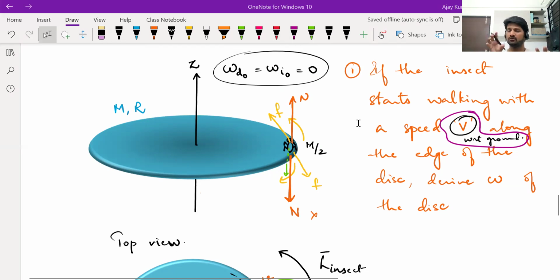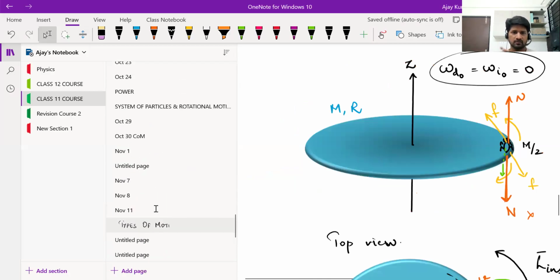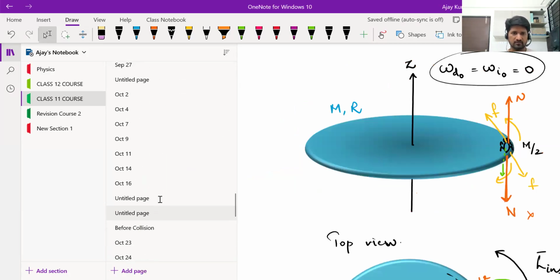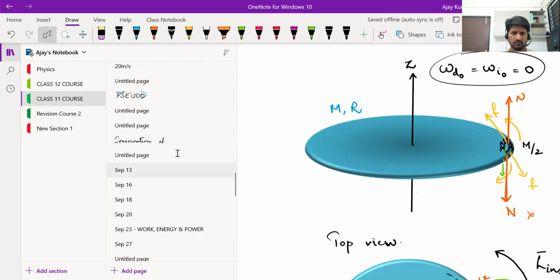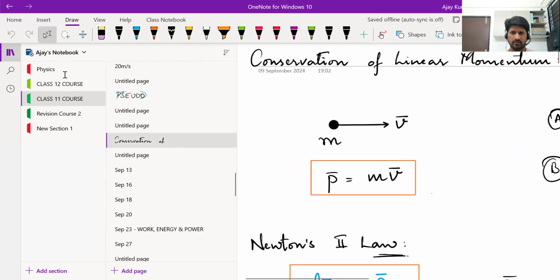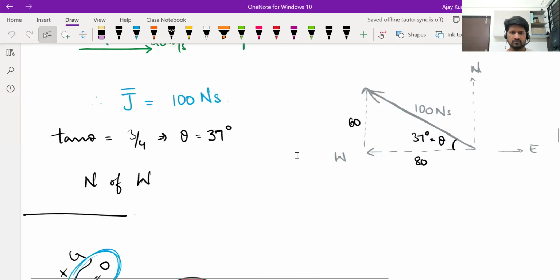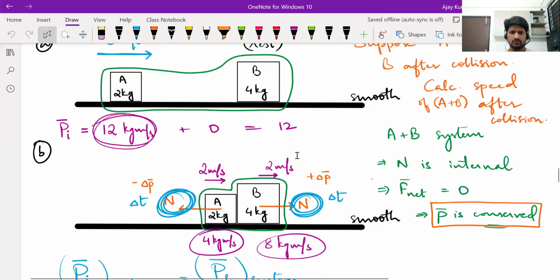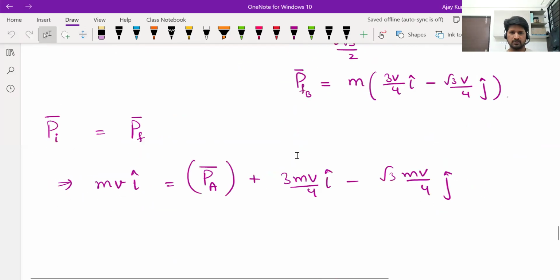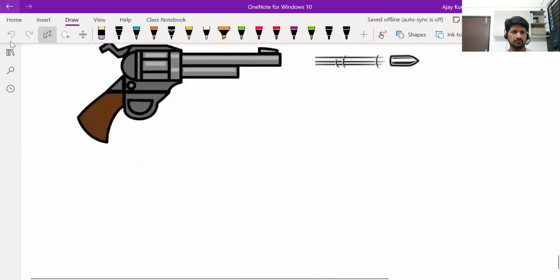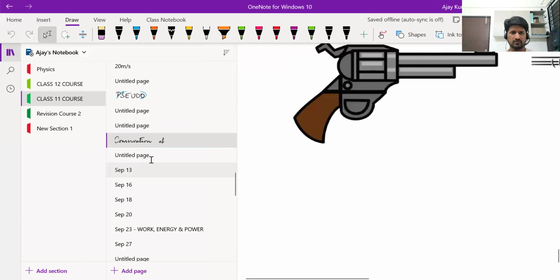So it is important to know with respect to what the speed is given. Another way the question can be asked is like in those gun firing bullet cases we discussed, or the person walking on a boat case we also discussed. Just a moment. Conservation of linear momentum. Where are those questions? Okay, maybe we'll discuss in the next class.